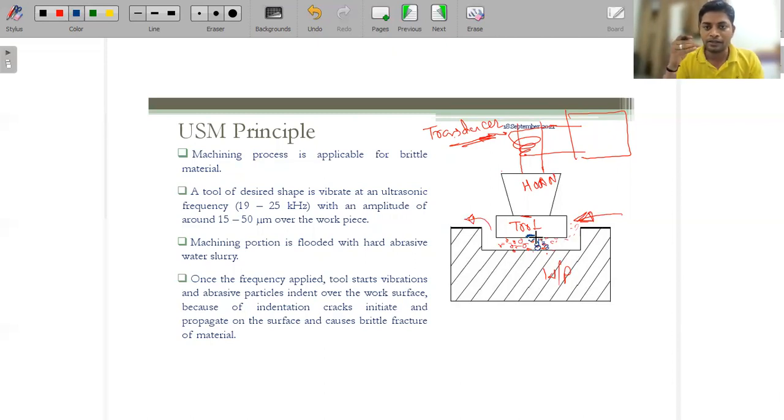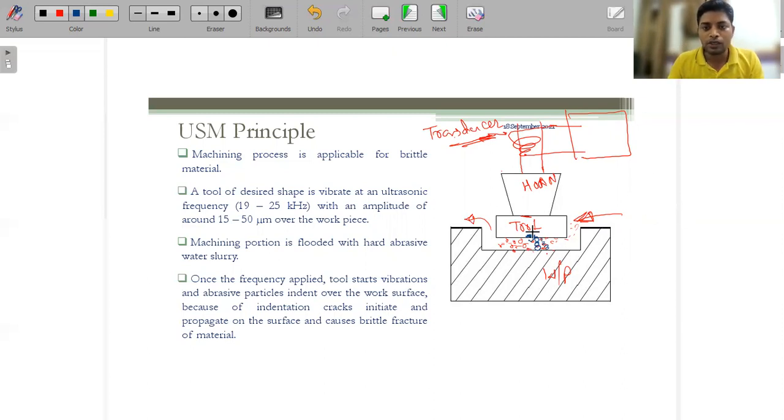The second part is in contact with the first one, so that will also start vibrating. The third, which is also in contact with the second one, will also start vibrations. And the third one, which is at the contact of the workpiece, will vibrate. It will vibrate, meaning it will remove the material from the workpiece surface.